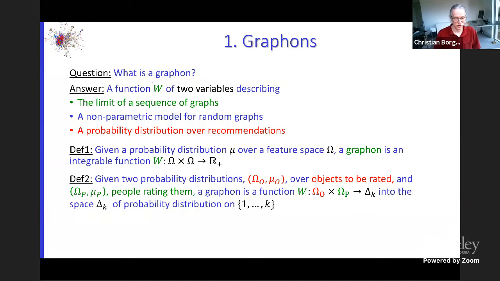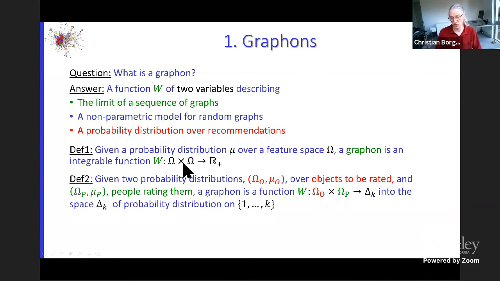And if you go to the recommendation system, you make it a little bit more general. So you don't have just one feature. If we want to go to network modeling, for example, you should think of the features as features describing your users. And then this function will tell you about the affinity between different users.